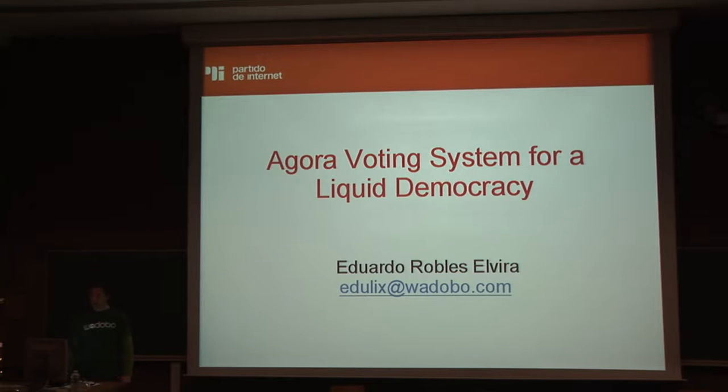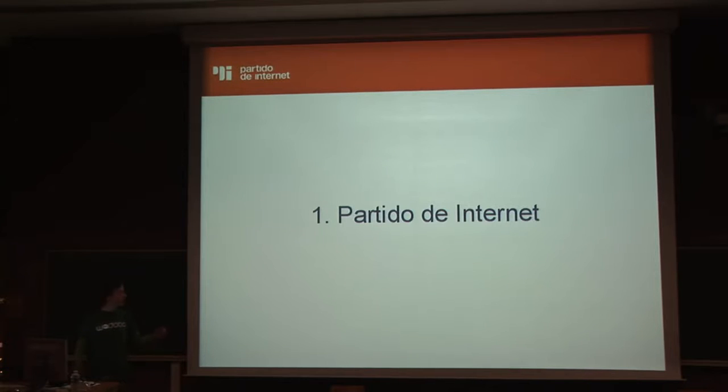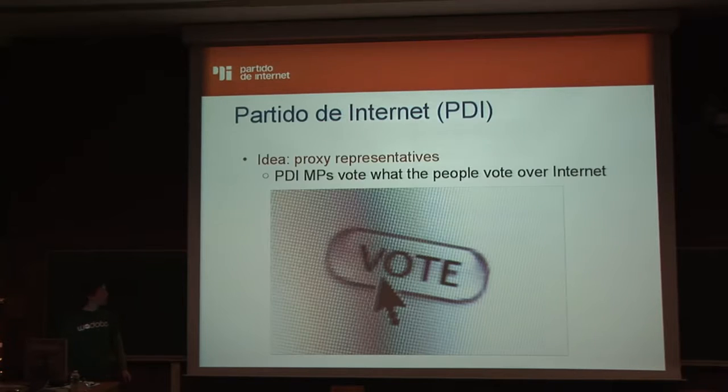Talk about the Agora voting system for a liquid democracy. The Agora voting system comes from Partido Internet, a political party. The main idea of this party is that the members of parliament elected for this party will vote as the people vote over the internet. They work as proxy representatives, and for doing this, you don't need to change any law.